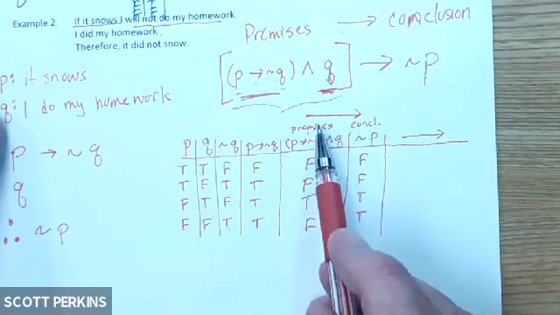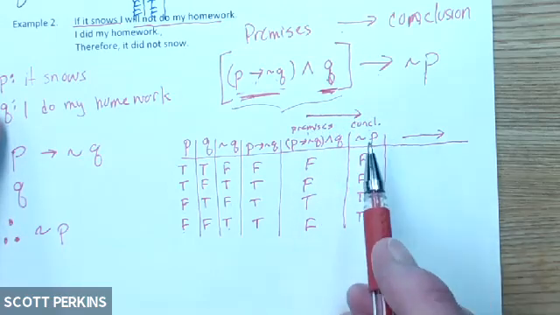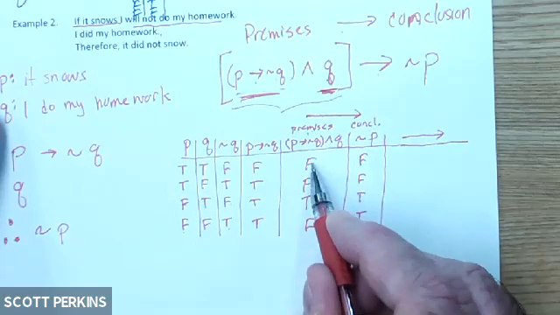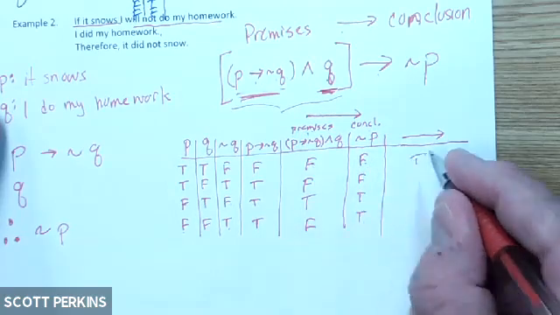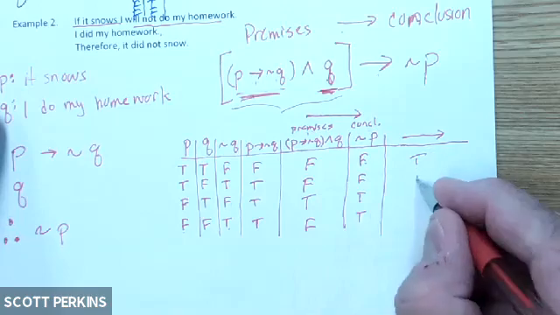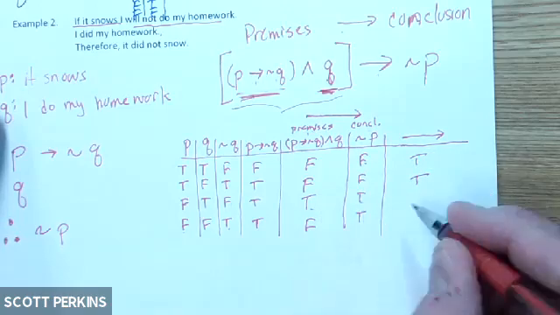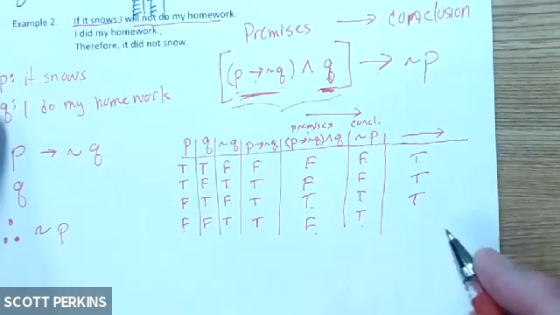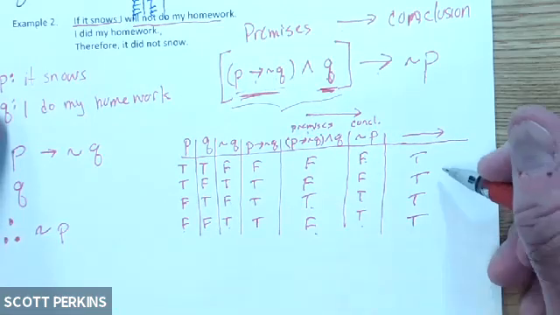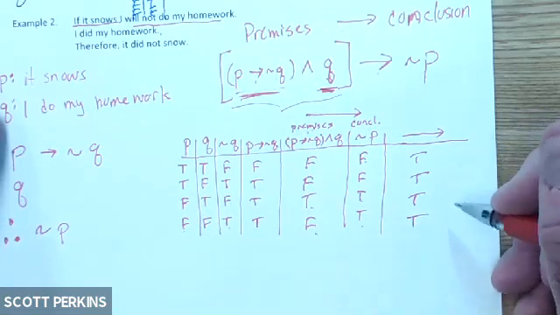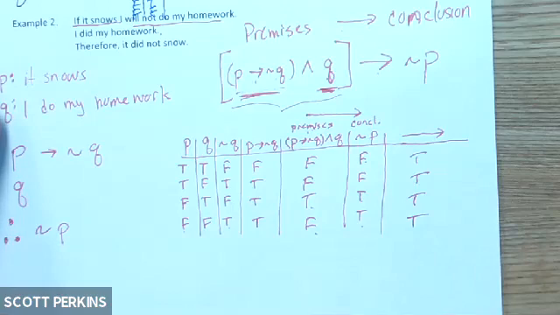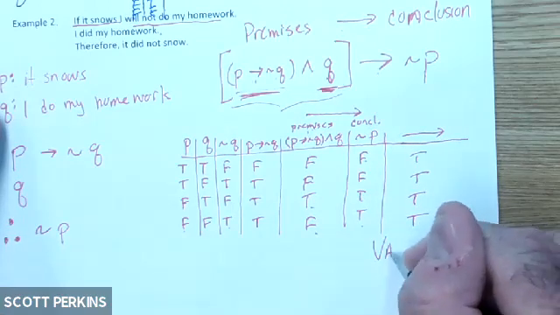So the conditional statement is only false when you have true then false. So let's see what happens. False, then false, that's good. False, then false, that's good. True, then true, that's good. And then false, then true, that's good. So once again, we have a tautology here. So on the test, when I ask, is this a valid argument? You would say, indeed, this is a valid argument.